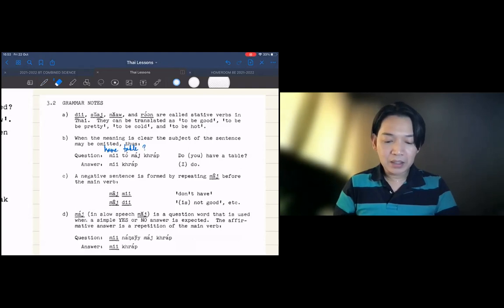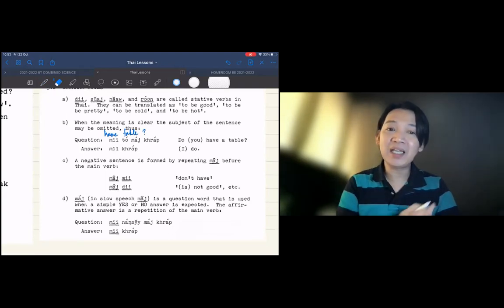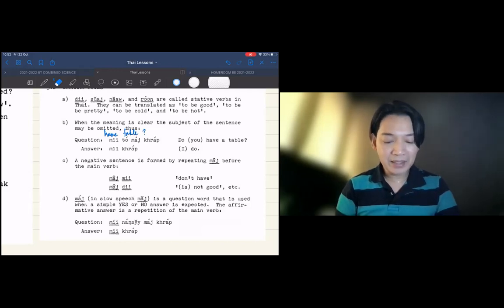And then a negative sentence is formed by adding mai in the sentence. So aside from being a question, mai could also negate a certain noun or verb. So mai mi is I don't have, and mai di is not good. And then you could also use mai as a question. Usually it's placed at the end of each sentence. Mi nangsu mai krap, do you have a book? And then you could answer the question, Mi krap, I have, or I do have.